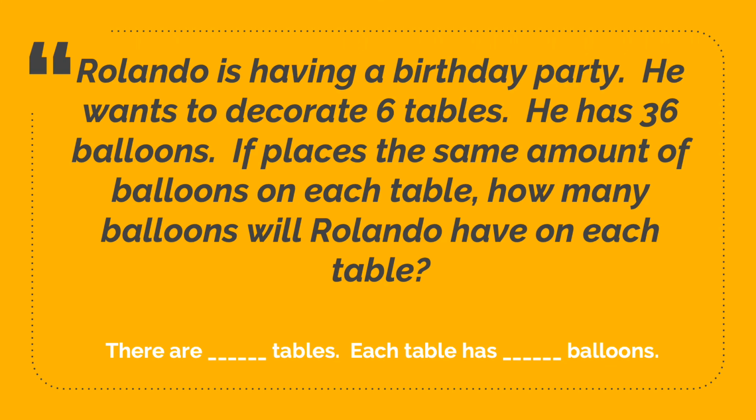Let's try another one on our own. Rolando's having a birthday party. He wants to decorate 6 tables. He has 36 balloons. If he places the same amount of balloons on each table, how many balloons will Rolando have on each table? There are blank tables. Each table has blank balloons. Pause the video to work out the answer on a notebook paper.